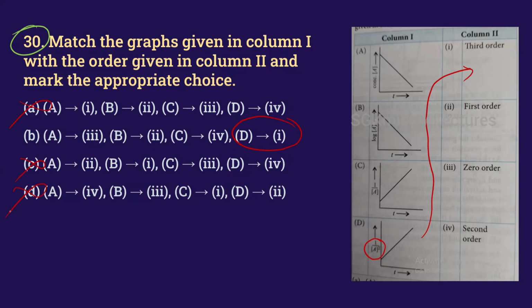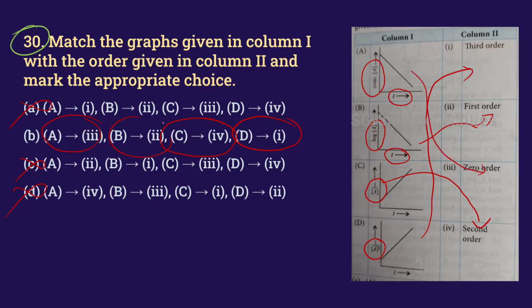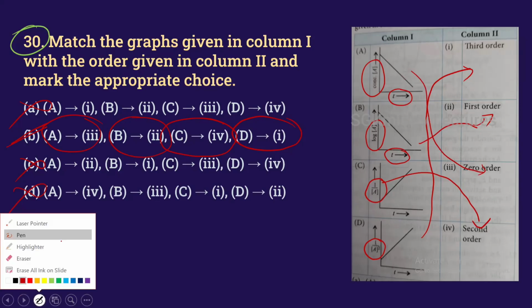But let us confirm with the other options as well. So 1 by a. If 1 by a square is third order, 1 by a will be second order. Correct. So C for 4. Right. Then we have log a versus t, that is for the first order. And then we have concentration versus time, where the graph slopes downwards, which is for the zero order. So A for 3, B for 2. So the correct answer is option B.